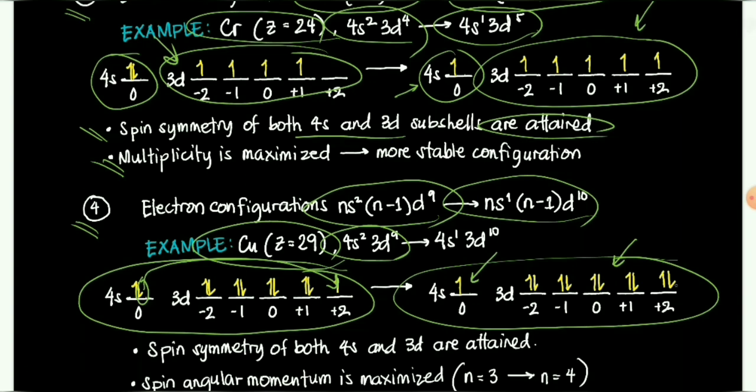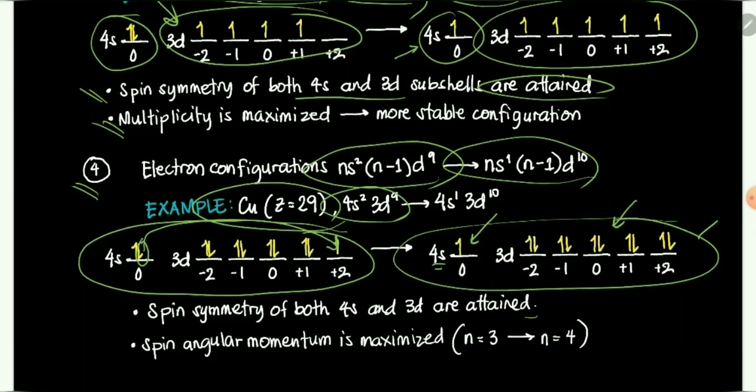Okay? So, nagiging fully filled yung 3d, nagiging half-filled yung 4s. Okay? So, na-attain yung spin symmetry or yung orbital subshell symmetry ng 4s and 3d. So, the spin angular momentum is also maximized kasi mas mataas yung spin angular momentum ng nasa 4s kasi yan ay n equals 4. N equals 3 lang yung 3d. Okay? So, yung spin angular momentum nito is greater than the spin angular momentum of the 3d unpaired electron.